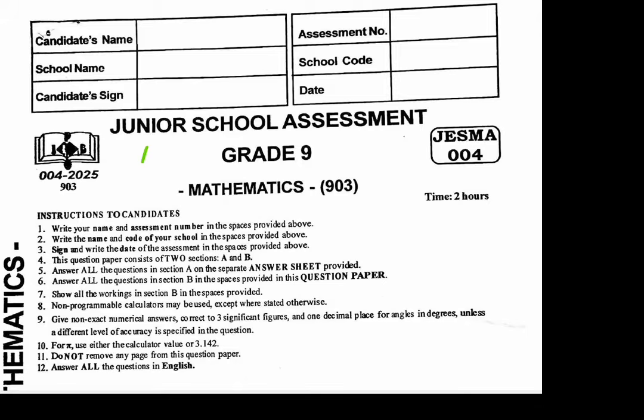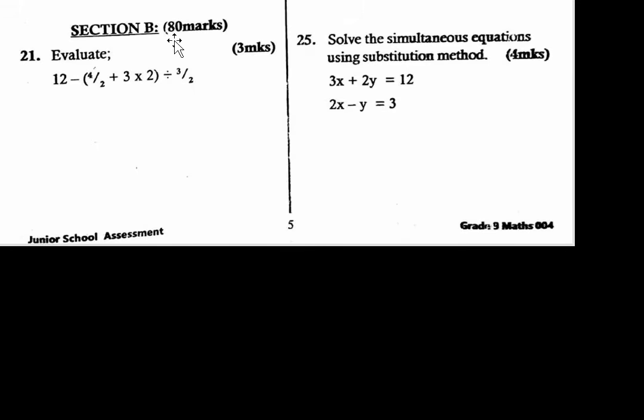So without saying much, we're going to start. So this is section B. It carries 80 marks. We're going to solve all these questions step by step, and therefore, you need to have a pen, a calculator, and a working area so that you can pause the video and try to solve and then look for the answer.